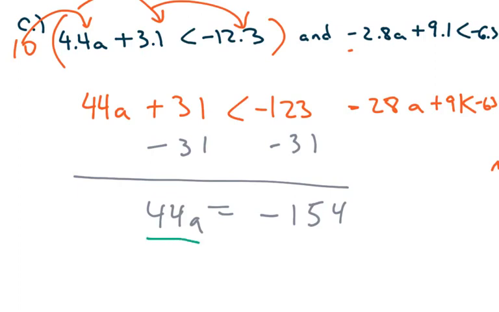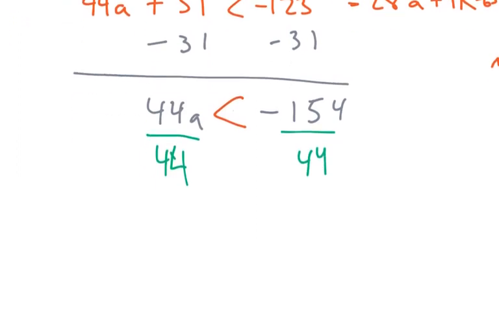Finish it off, divide through by 44, and look at me, I put equal. Less than. Divide through by 44. And a will be less than negative 3.5. There you have it. Notice here, we don't have to flip the inequality. The top is negative, but it's what you divide through by. So if I'm dividing through by a positive, the inequality doesn't flip.